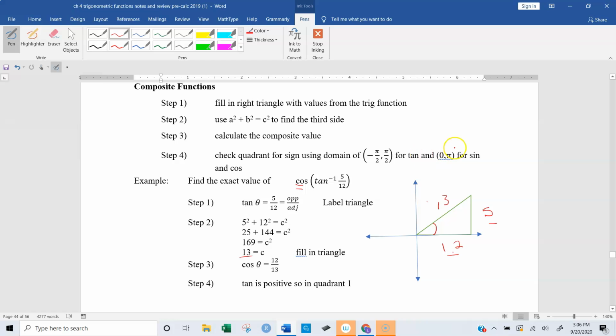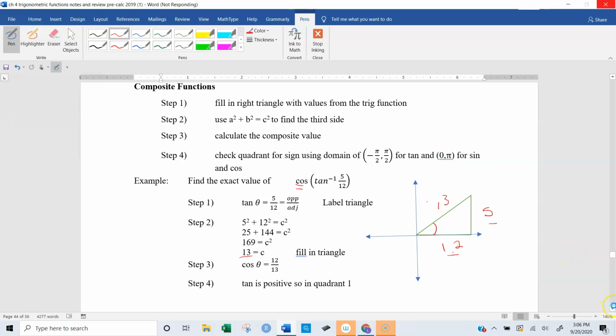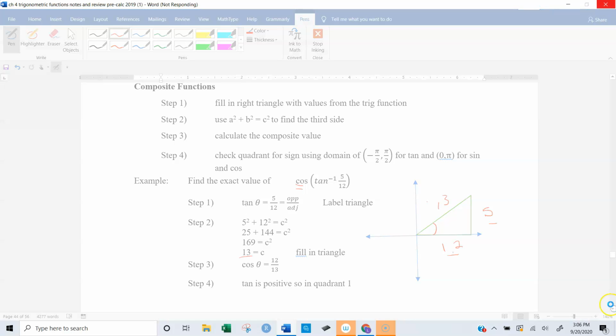All right, oh, I forgot to go here. It said it's positive, so I know I'm in the first quadrant, because remember, negative means now it's in the fourth quadrant, because those are the only two we're dealing with.